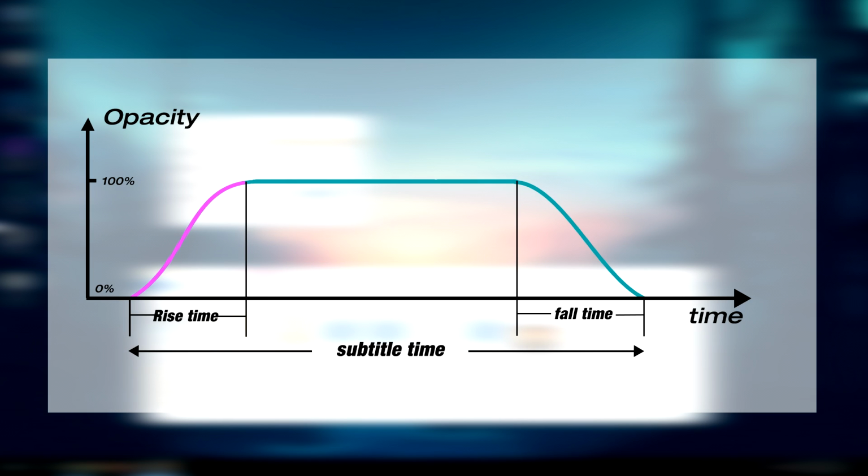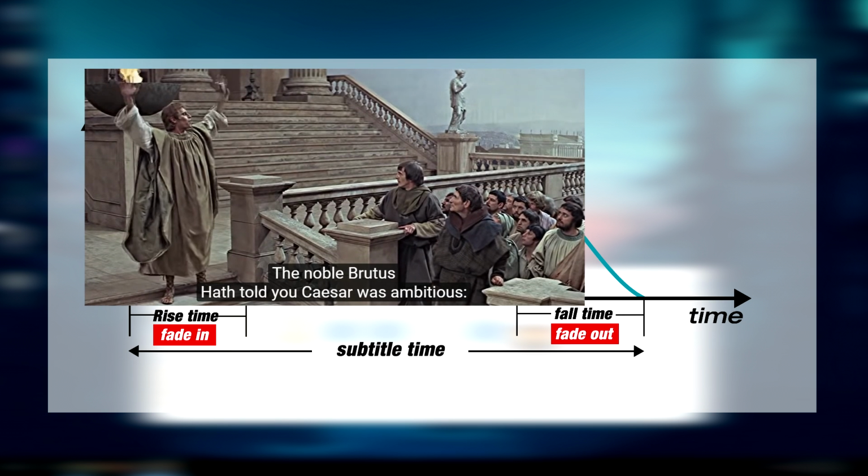The rise time is the time it takes for a subtitle to manifest itself completely. The fall time is the time it takes for it to fade out once its opacity starts decreasing from a maximum value. If the rise and fall time are 0, the subtitles will appear and disappear suddenly, like those optional captions in YouTube videos.